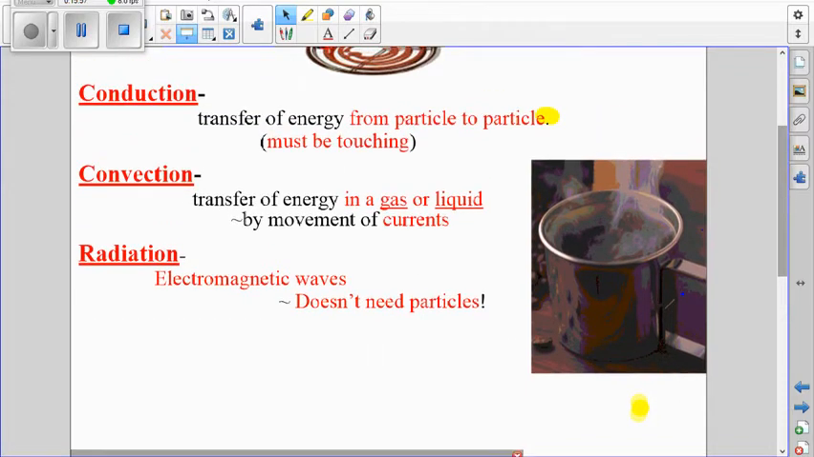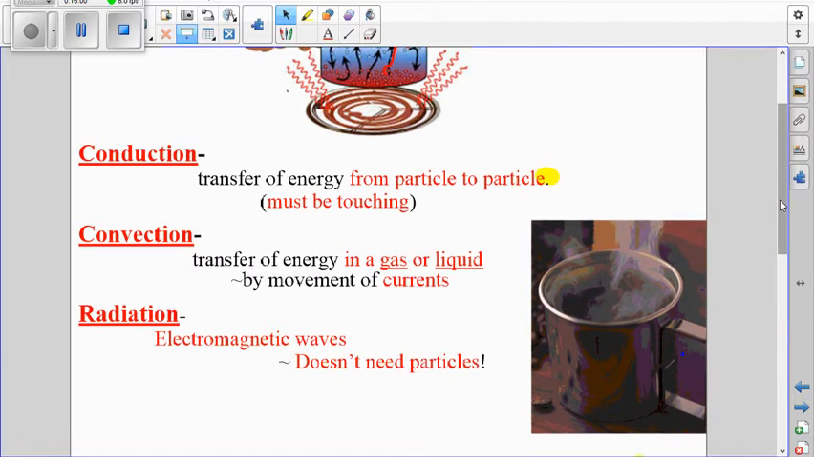Okay. That's your conduction, convection, and radiation.